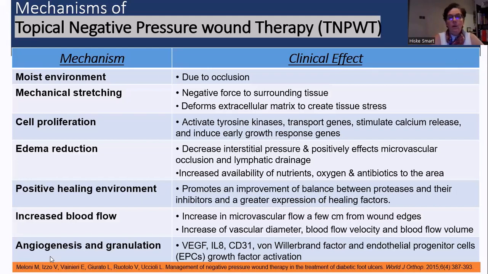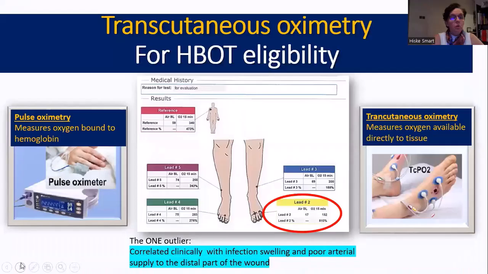And there is ample evidence to also support that. If we look at hyperbaric oxygen therapy, that is not a therapy that we go into blindly. We need to have a test that comes in between the diabetic foot management plan and the application of hyperbaric, and that is done with transcutaneous oximetry.